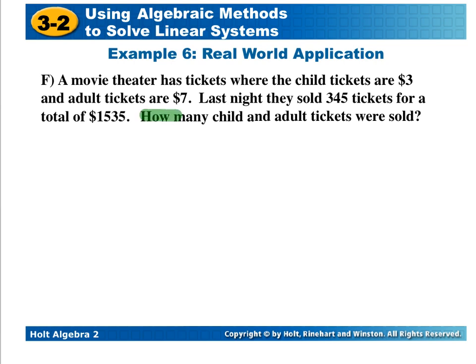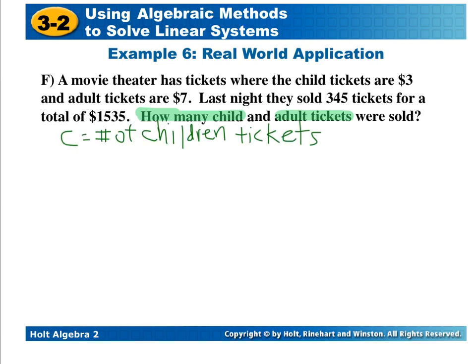The phrase, how many, tells us that this is where our variable is going to be. So we have child tickets and adult tickets. This represents our variables. So we know that children tickets, which we're going to represent with C, equals the number of children tickets, and A represents the number of adult tickets.